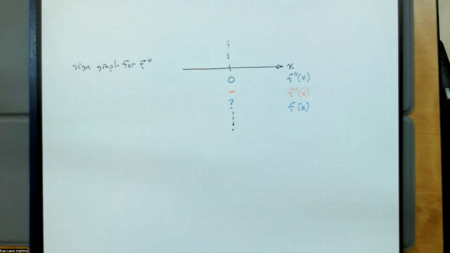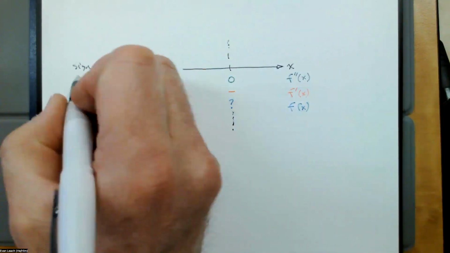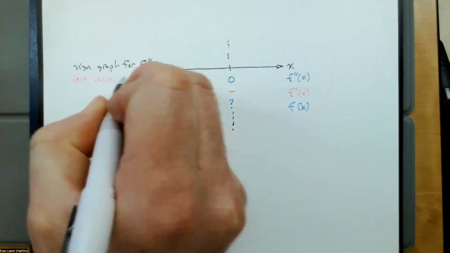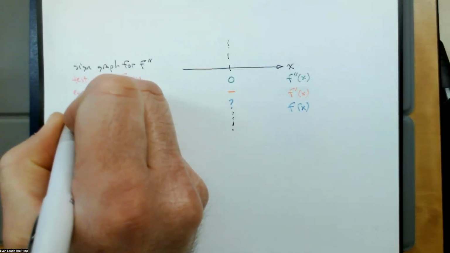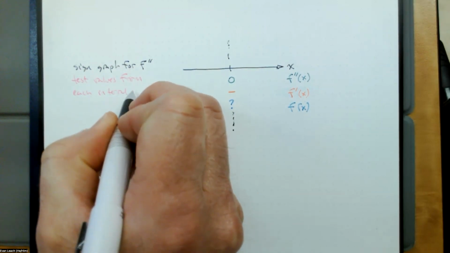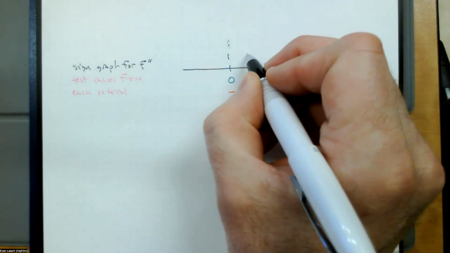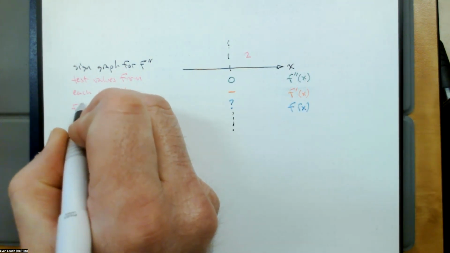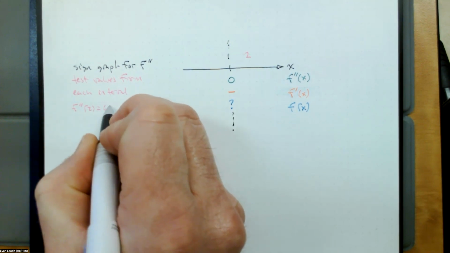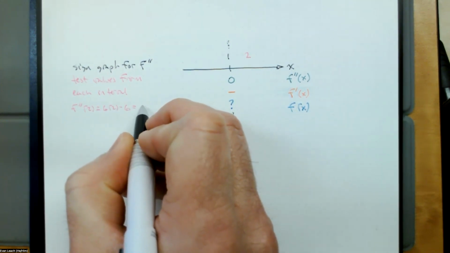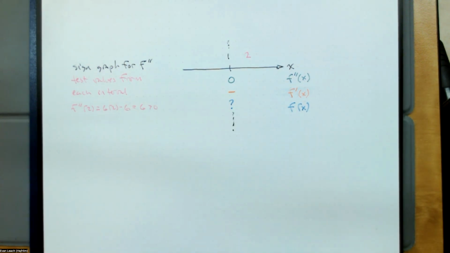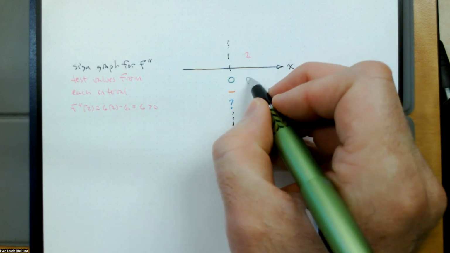But we're going to do the same thing. Choose test values from each interval. And we're going to run them through the second derivative. Second derivative is 6x minus 6, so we can see which direction this is going. There's a positive slope for the second derivative. It's going to go from negative to positive at 1. But if we choose test values, if I pick like 2, f double prime of 2 is going to be 6 times 2 minus 6, or 6, which is positive. So after 1, the second derivative is positive.